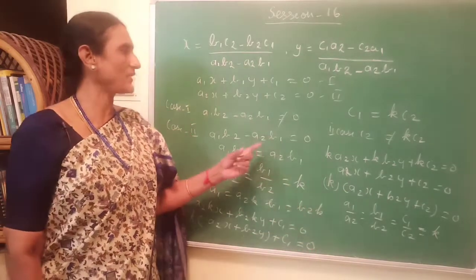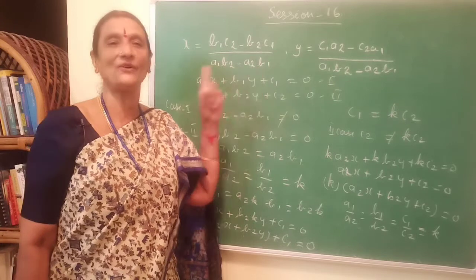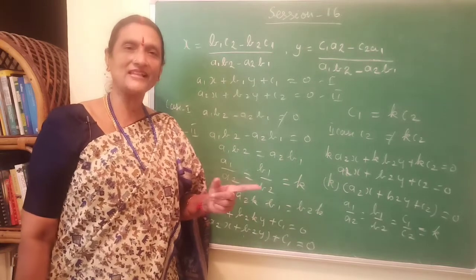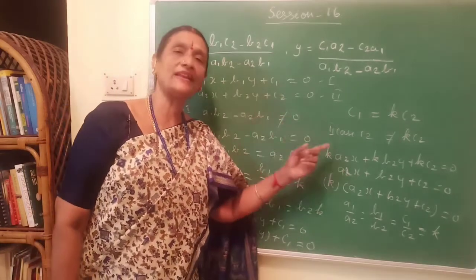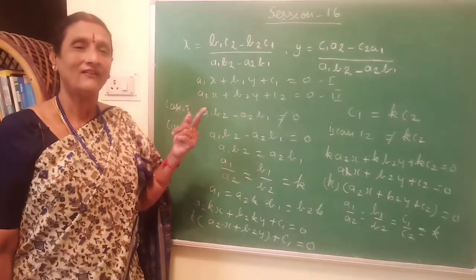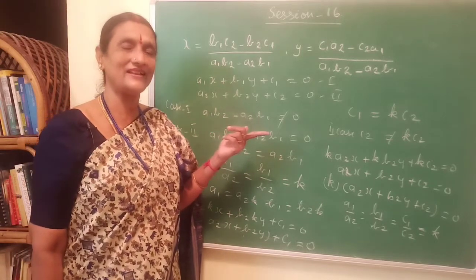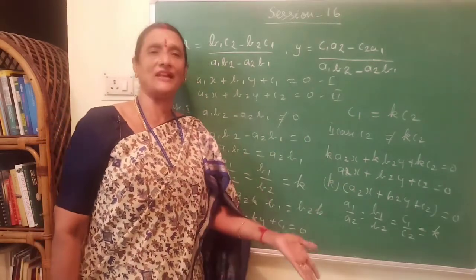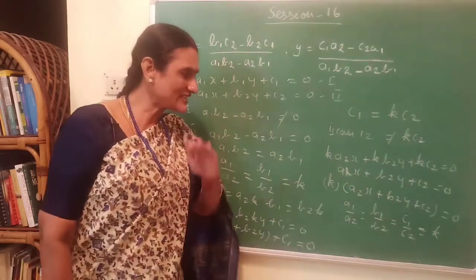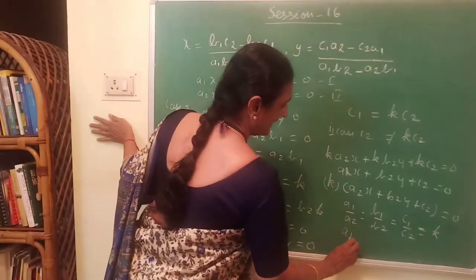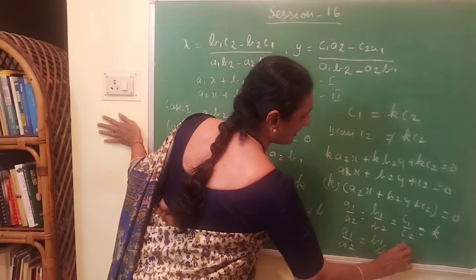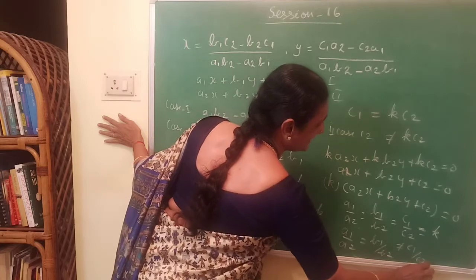Okay, that answers the question what will happen if it becomes 0. Yes or no? If it becomes 0, there are two cases. First case, we get infinite solutions. In the second case, what will happen? Can you guess? Please tell me. What will you get? You get c1 by c2 is a different value. Or in other words, c1 is not equal to k times c2. In which case, what will you get? You will get a1 by a2 is equal to b1 by b2, but not equal to c1 by c2.